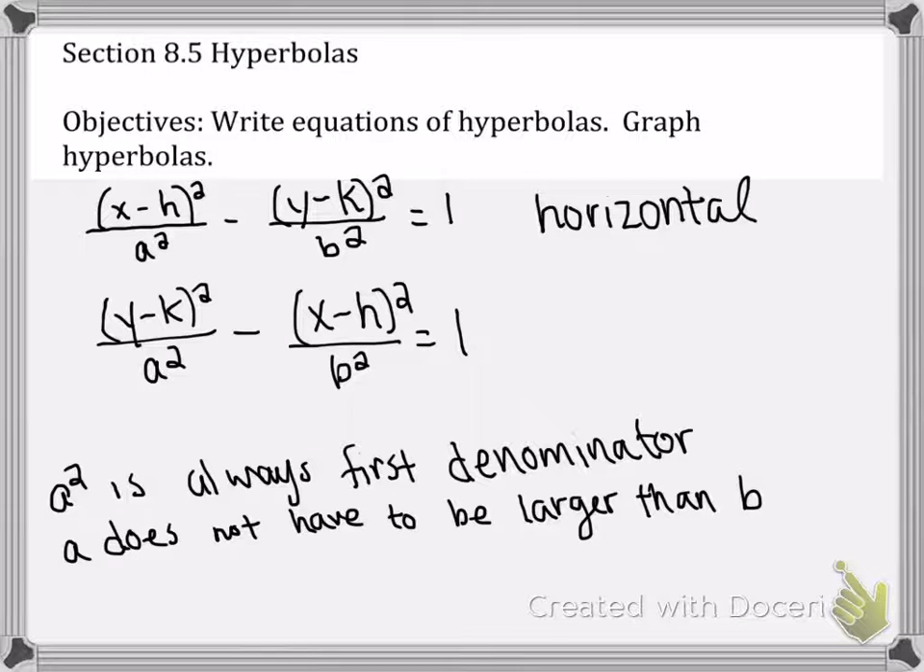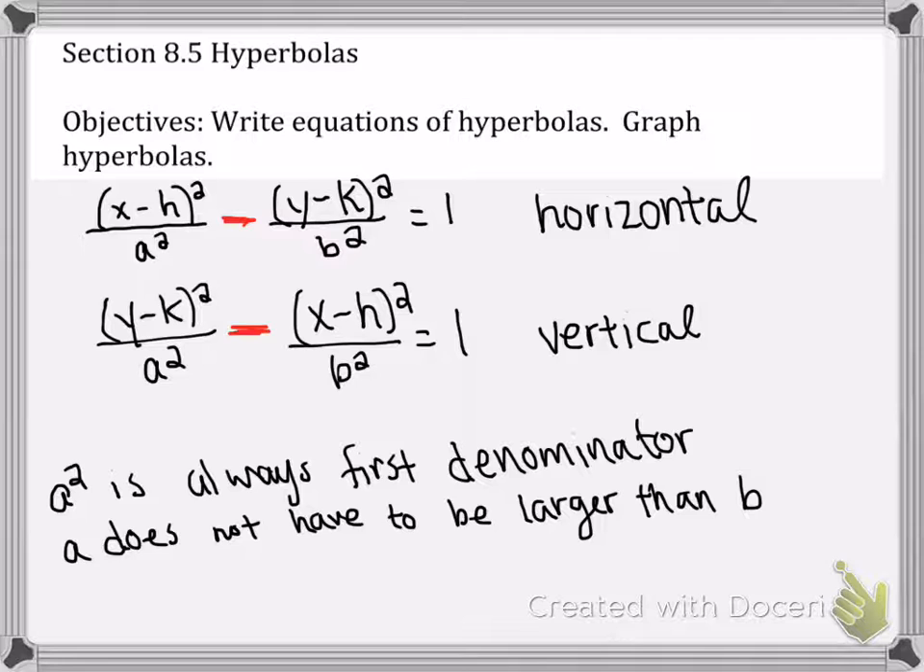Section 8.5 is about hyperbolas. This is the final conic section that we will look at. Before we look at the function and see what it looks like, I want to first look at the two equations. These are the two equations that we have. They should look familiar. They should look like the ellipse equations, except with one major difference. The major difference is the subtraction sign.